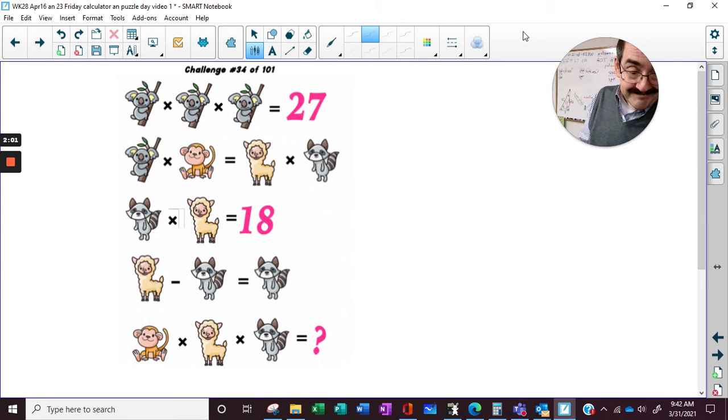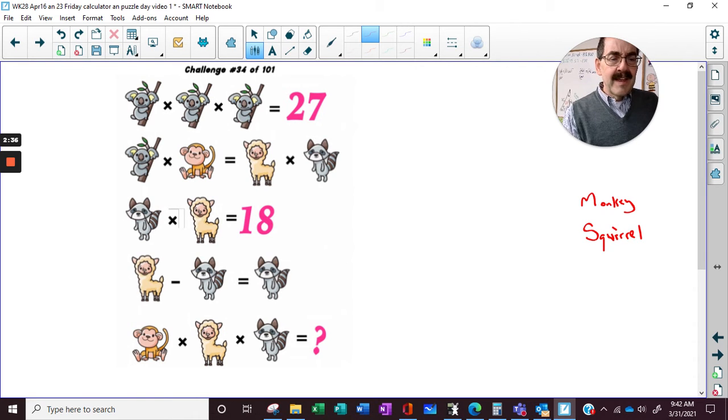Alright, spoiler alert. Okay, so you might have shared out. When I see this, normally the bottom one you have to have all the stuff put together, right? So we've got some sort of a monkey, call it a sheep or a lamb? Sheep? And what are we calling this guy? I don't know. I'm going to say it's a sheep, lamb. Okay, I'm going to say monkey. And I'm going to say that's a squirrel because of the tail. And K for koala. And we'll do L for lamb, because I'm not sure.